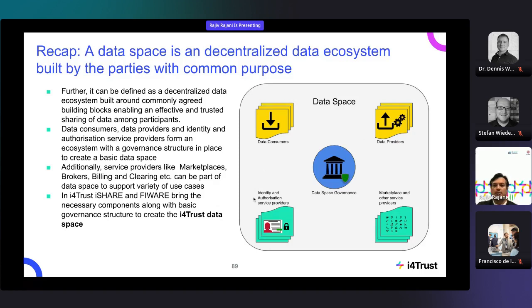In order to enable them to do so in a trusted manner within a data space, you need services like identity and authorization services, and services like marketplace and other vocabulary or other similar services, right? This we see as the minimum set of any kind of data space that you have, along with, of course, the important aspect of data space governance. So data space governance includes also the trust anchor element, which in i4Trust is based on the iSHARE satellite model, right? So with that trust and governance within the data space, all parties can effectively and interoperably exchange data with each other, even when they have never done so before. And it avoids bilateral contracts between the participants of the data space.